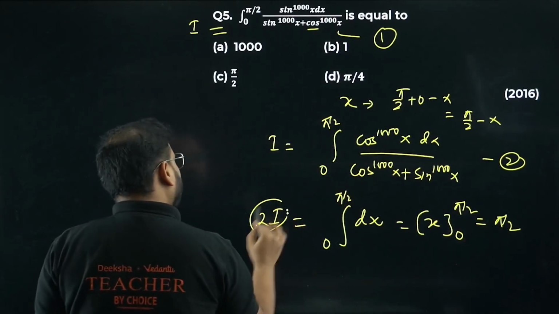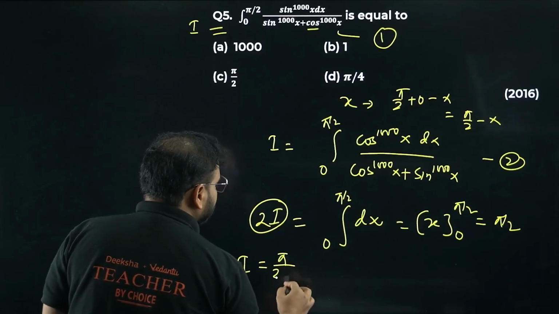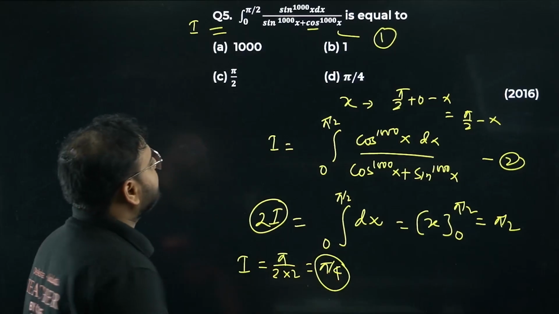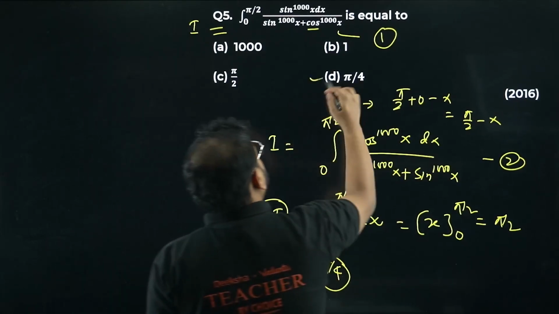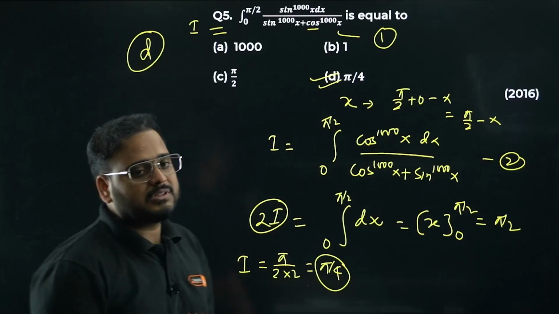This is the value of 2I. You're looking for the value of I actually. So it will become pi by 2 into 1 by 2. Hence pi by 4 is the answer. Pi by 4, D is the answer. Okay, D, pi by 4 is the correct answer.